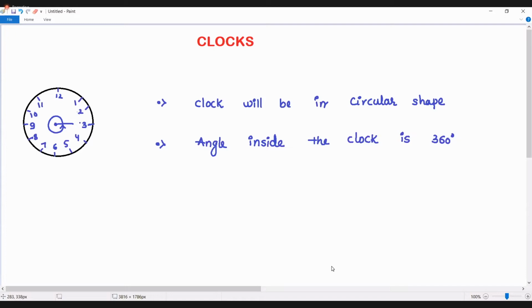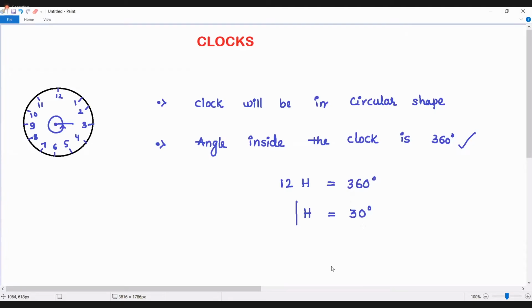All the 12 hours together make an angle of 360 degrees. So if all the 12 hours are 360 degrees, can you tell me what 1 hour's angle is? 1 hour is going to be 360 divided by 12, which is 30 degrees. So 1 hour will be equal to 30 degrees.